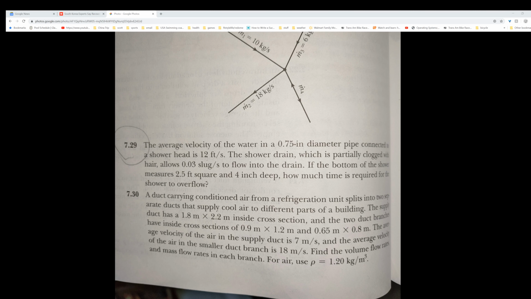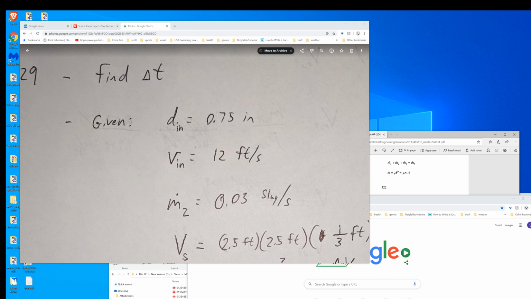So that's basically what we're looking for: how much time goes by before the bottom of the shower will begin to overflow. We're looking for this time t. I said delta t, so basically from the time we start, when the shower comes on, till the time it starts to overflow, that represents delta t.